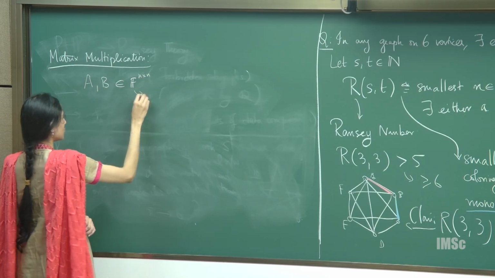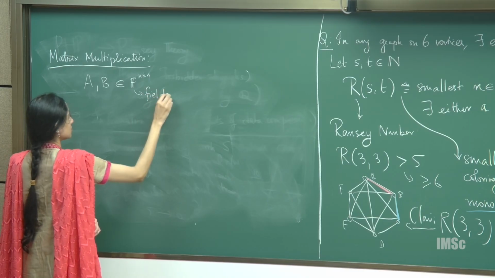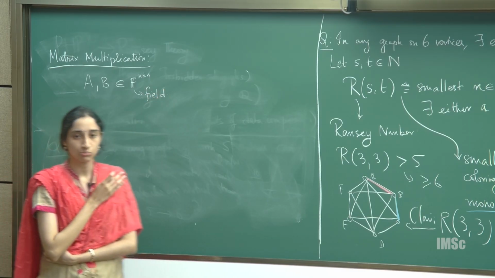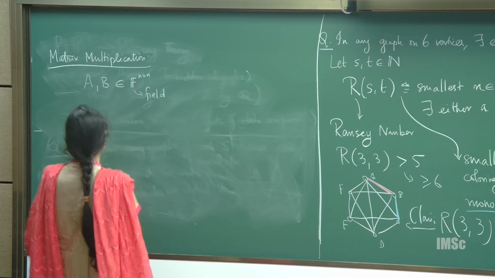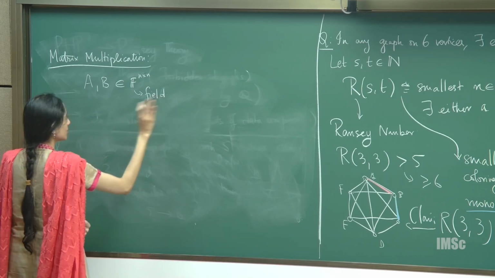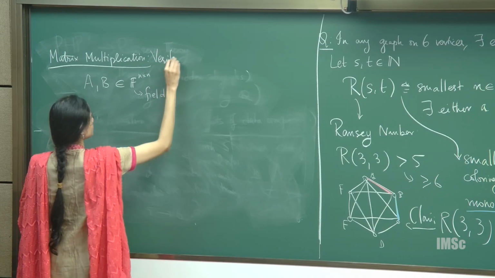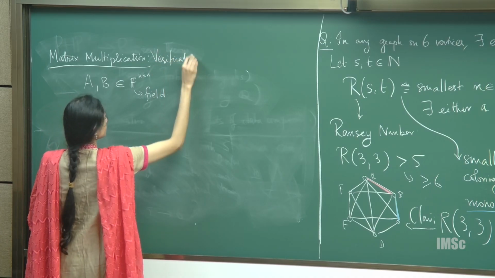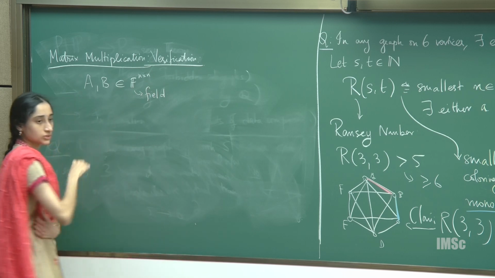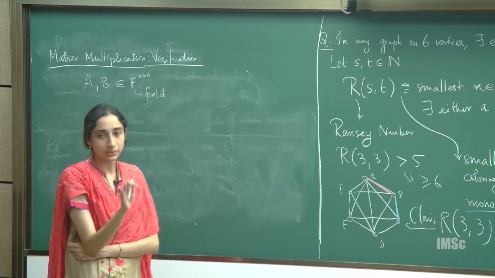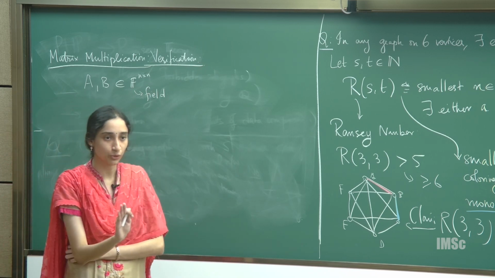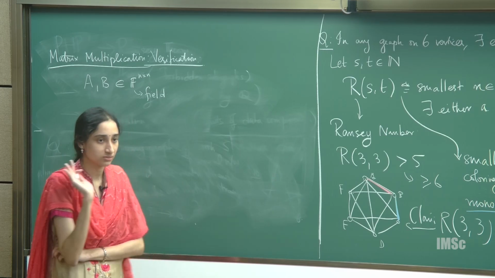So you understand what F is, it's a field. If you don't understand, you can think about it as real numbers. Right? Reals, integers. I mean, integers are not a field, but you can think of reals. Okay? So we are going to do something slightly different. I don't want you to multiply. I will give you the product also. You have to check whether it is a product.